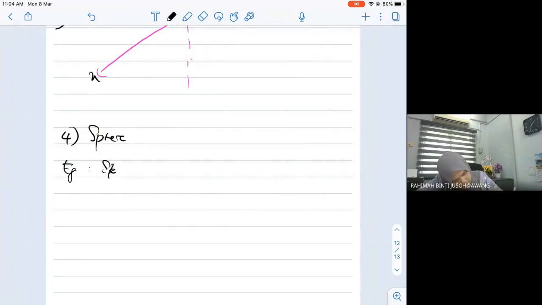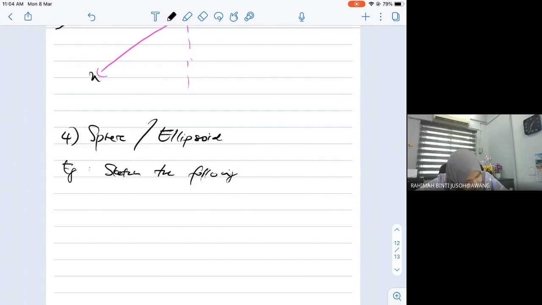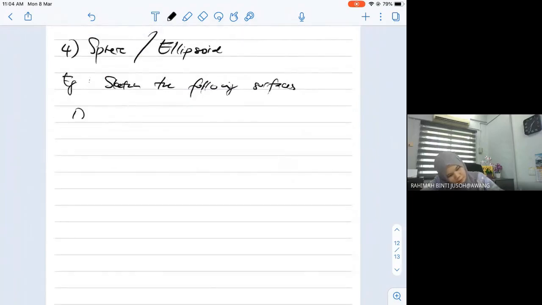Sketch. Saya nak combine lah guys, sphere dengan ellipsoid. Sphere dengan ellipsoid. Sebab dia orang ni adik-beradik sebenarnya. Example sketch the following surfaces. Number 1, let's say we have 3x² plus 3y² plus 3z² equals to, let's say 27.